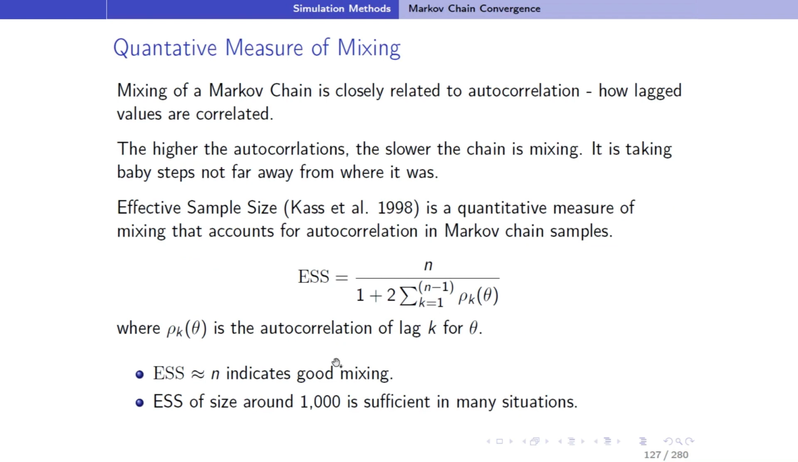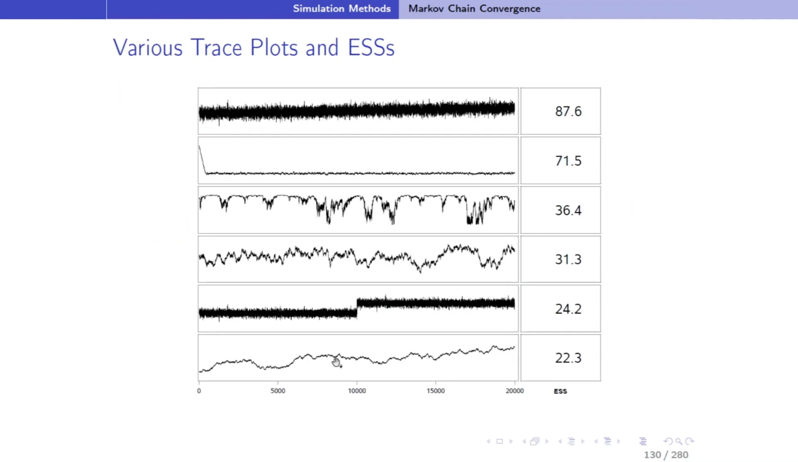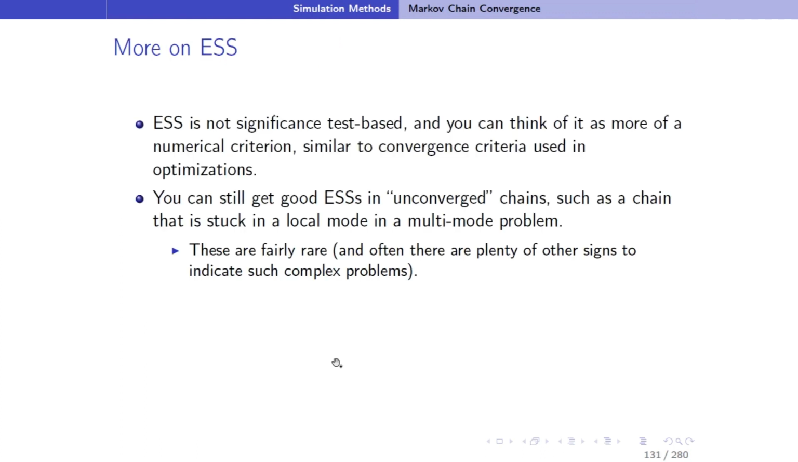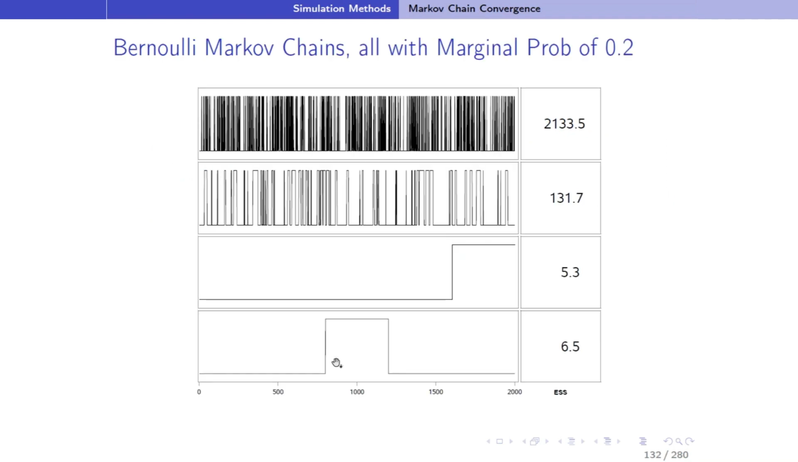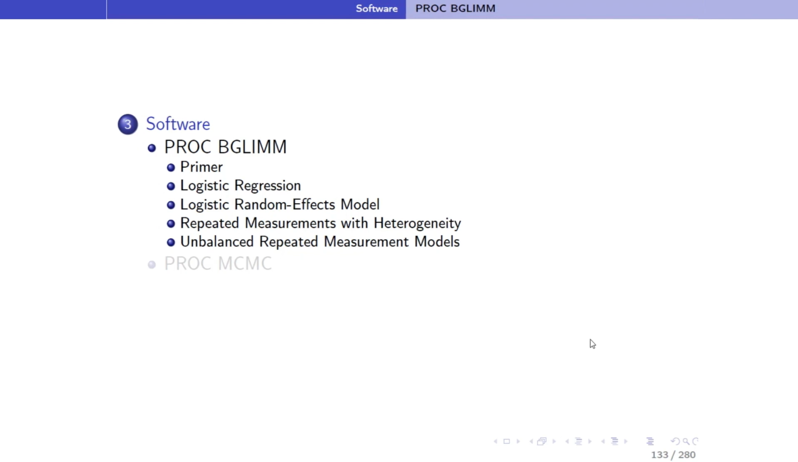So that's the two things. I will skip this, a quantitative measure of mixing. This is the concept of effective sample size. I like using effective sample size as a way to quantify convergence and whatnot, but this is something that you can read. And next, I will go on to talk about the software, PROC BGLIMM and PROC MCMC.